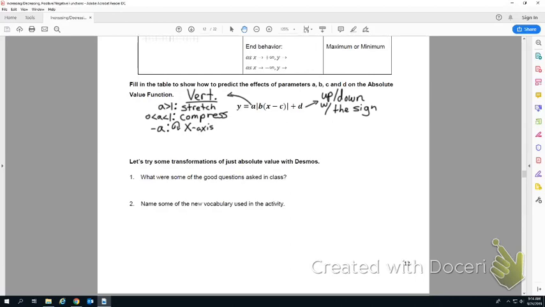So let's go inside the absolute value bars. The C, does it move it to the left and the right? And is it with or opposite the sign? Opposite. Plus is going to go to the left. Minus is going to go to the right.